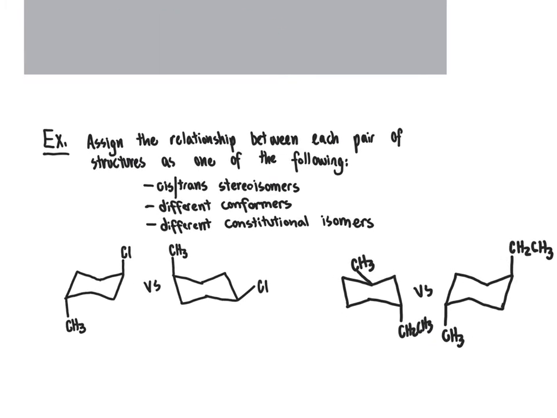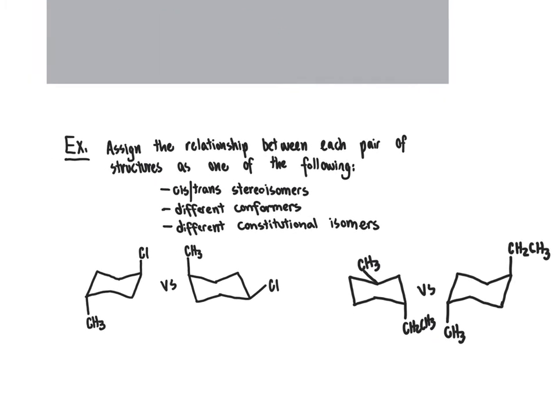So what we're going to start by doing is assigning the relationship between each pair of structures listed below as one of the following. So this could be phrased as a potential multiple choice type question. We're going to look at the relationship between the two structures on the left and describe their relationship as being cis-trans stereoisomers, different conformers, and whenever you see the term conformer, think that you could switch between the two by doing a ring flip, or are they different constitutional isomers?